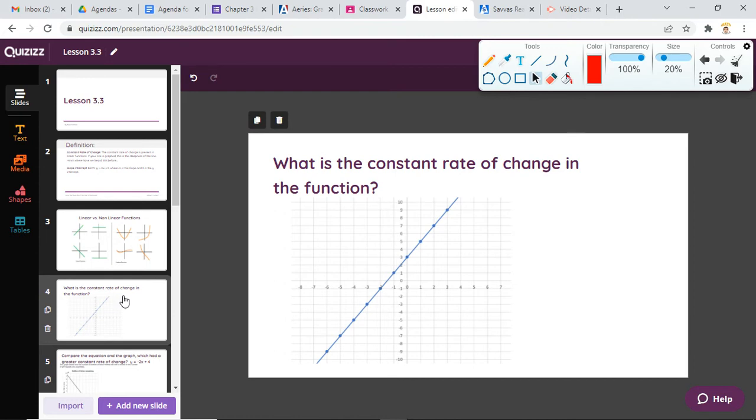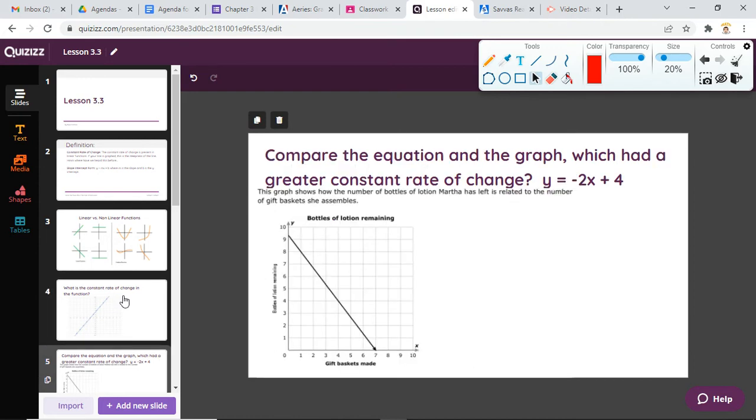All right, let's look at this one right here. Compare the equation and the graph. Which had a greater constant rate of change? Okay, so first thing we need to do is find the constant rate of change from our equation right here. It's pretty easy. It's just what letter has replaced m in the equation y is equal to mx plus b. Since that negative 2 replaced my m, that means my slope of that equation is equal to negative 2.